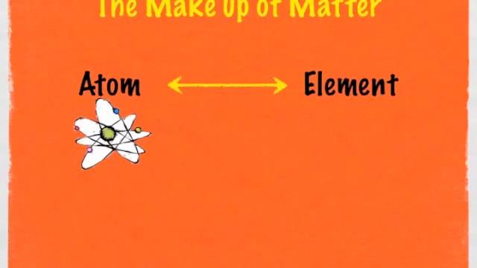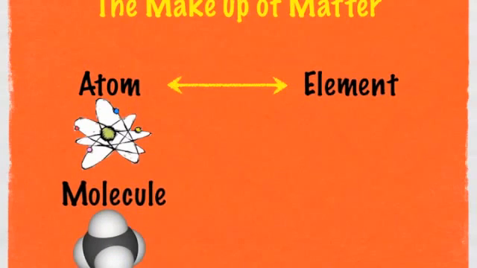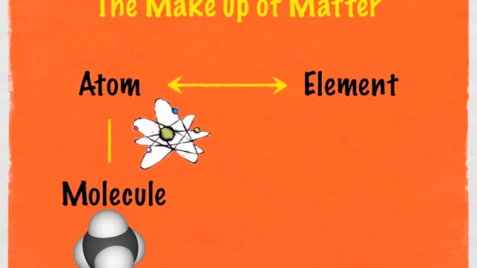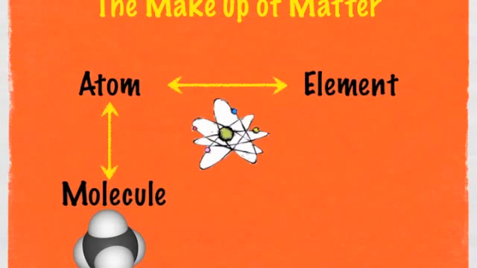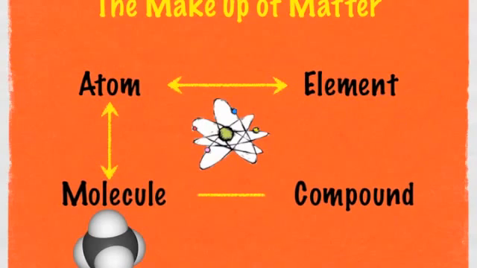Another very important part of understanding the makeup of matter is to understand what a molecule is. So what is a molecule, and how are an atom and a molecule related? A fourth term or concept is compound. So another purpose of this is for you to understand the relationship between a molecule and a compound, and obviously the relationship between an element and a compound.